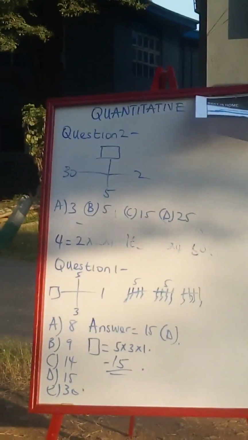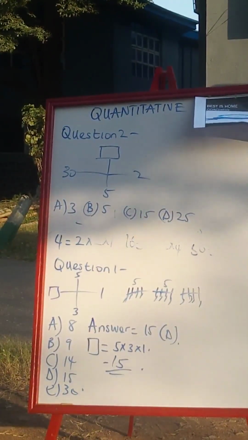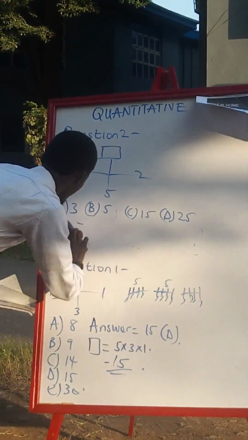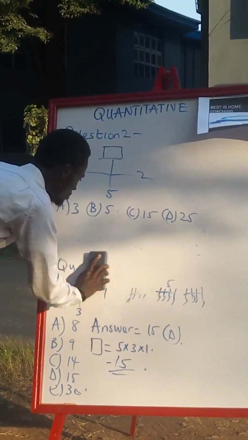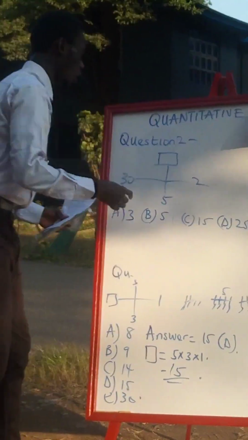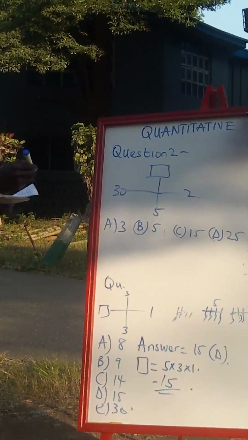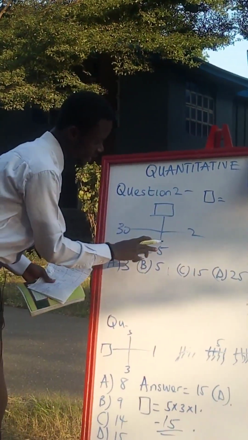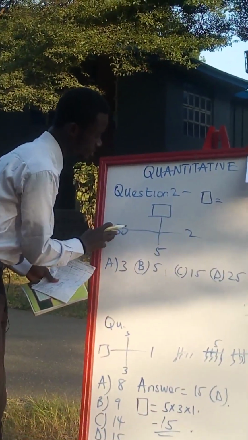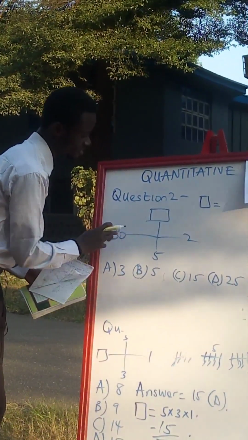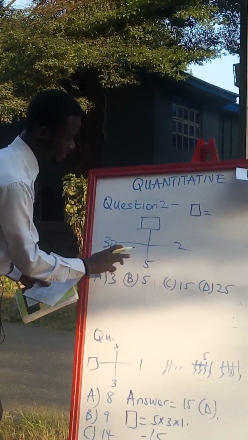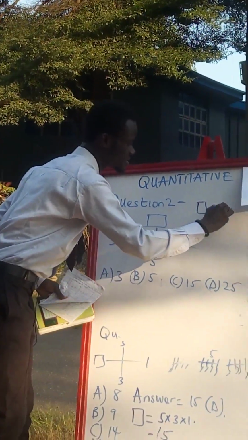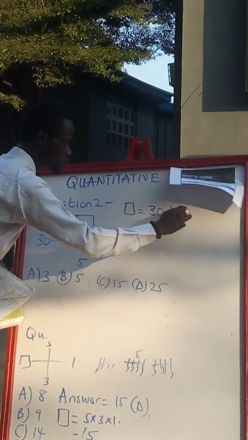So now look at it: option A, option B, option C. They are asking, how do you get this box below? Here is 30. To get this box, remember, you multiply these three things together to get this. So to get this box, it becomes 30 divided by 2 times 5.